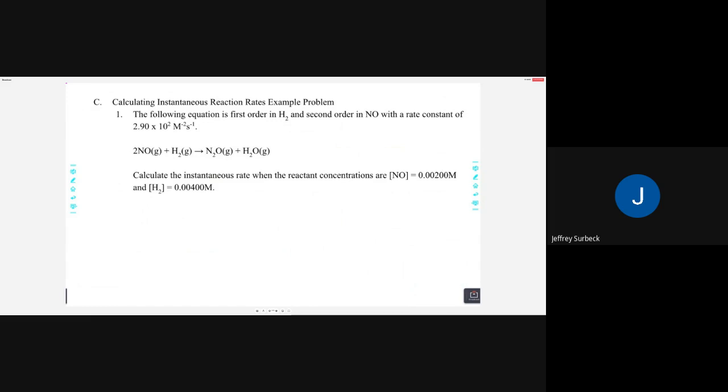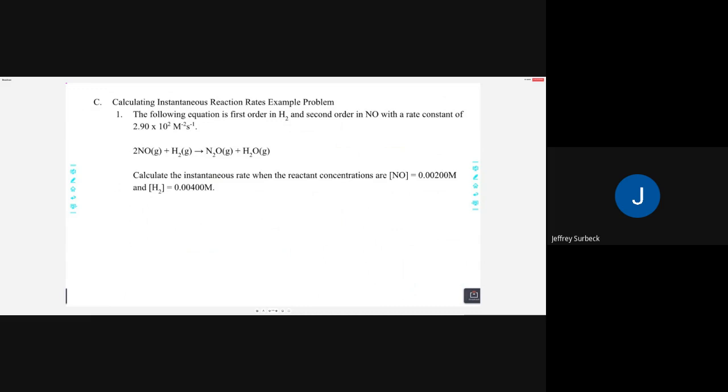So here's our example problem. It says in this equation, hydrogen, H2, is first order, and nitrogen monoxide, NO, is second order. We also are given the rate constant, K.